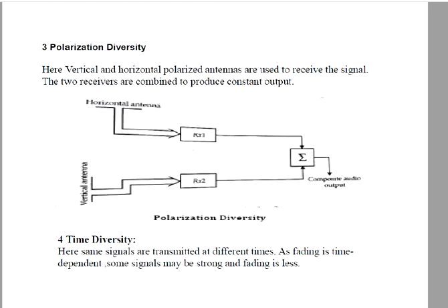Next is polarization diversity. Here vertical and horizontally polarized antennas are used to receive the signals, and the two receivers are combined to produce a constant output. And the next is time diversity. The same signals are transmitted at different times. As the fading is time dependent, some signals may be strong and fading is less. That is time diversity. Okay, these are the topics discussed in the lecture, that is tropospheric scatter propagation, fading and different diversity techniques.